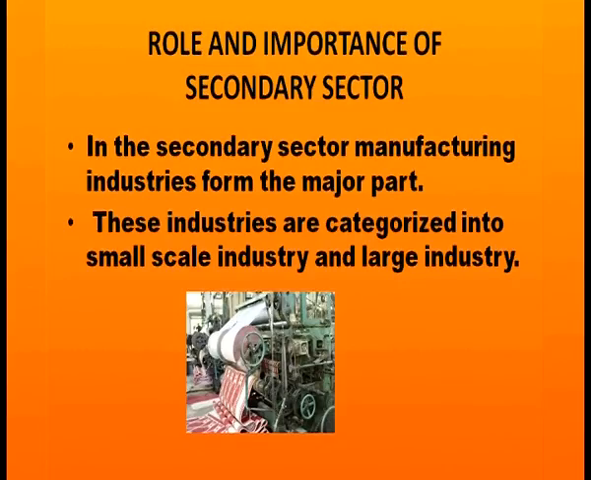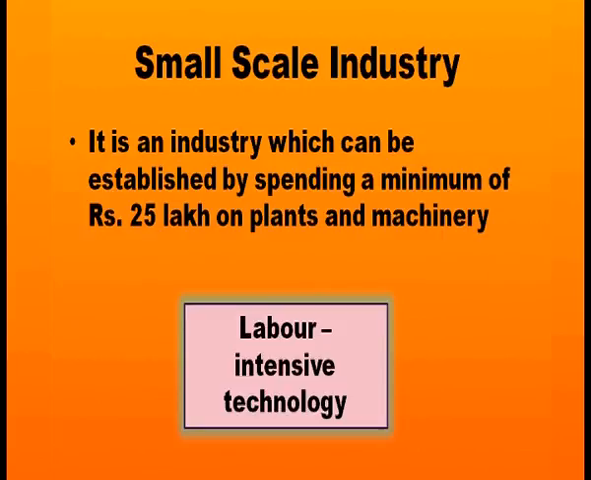Now we move on to the importance of the secondary sector. In the secondary sector, we know manufacturing industries form the major part. The manufacturing sector has a major role to play. The manufacturing industries are categorized into small scale and large scale industry. Now, what is a small scale industry? Small scale industries are industries which are set up with a minimum capital of rupees 25 lakh.